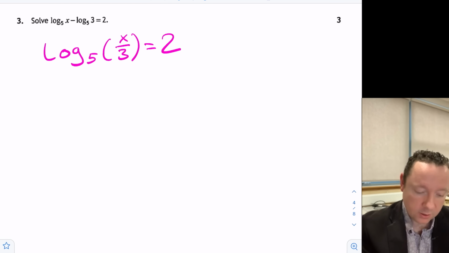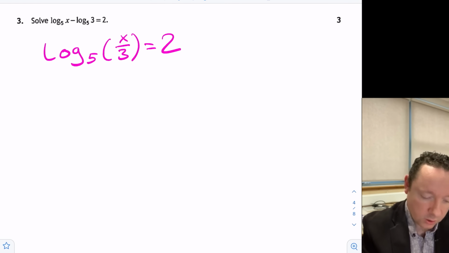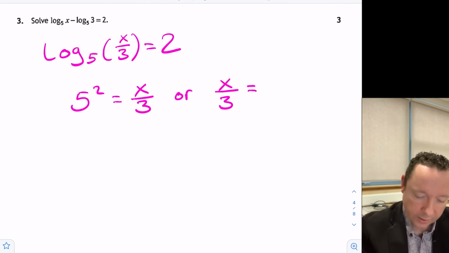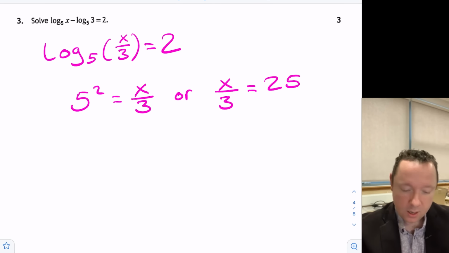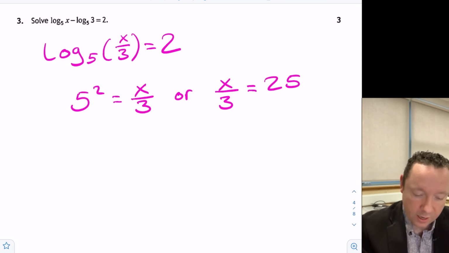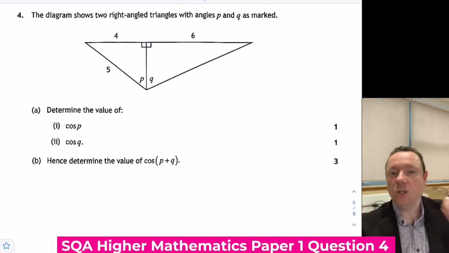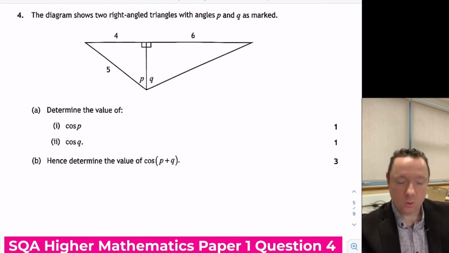So remember, it's base to the power of this equals this. So in other words, 5 squared equals x over 3. Or, to write it nicely, x over 3 equals 25, 5 squared. x divided by 3 equals 25, so that means x must be 3 times 25, so x equals 75, and we're done there. SQA Higher Maths 2023 Paper 1 Question 4.